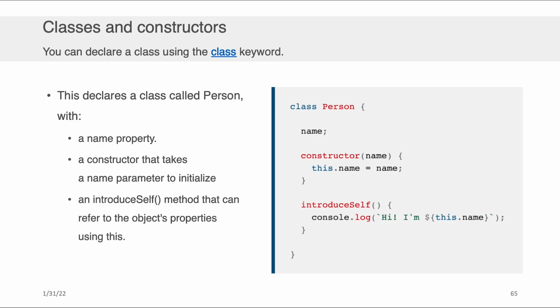JavaScript also has classes and constructors. You can declare a class using the class keyword. For example, if we wanted to declare a class person, we might say that it has an attribute called name. We could initialize this attribute name using a constructor, which means when we are first creating a new person, we would provide the name, and this would be assigned to name through this line right here. And of course, we could have other methods contained within this class, just like we do in object-oriented programming in other languages.